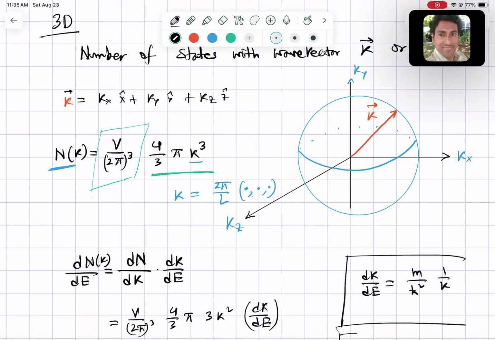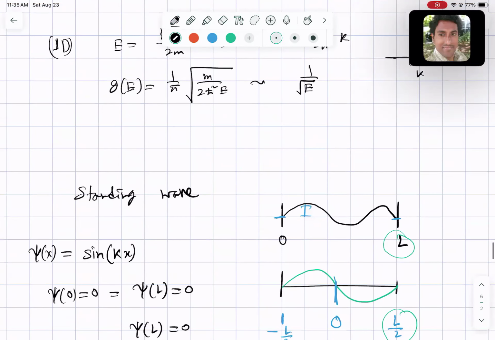I think I'm connected. Okay. So that's density of states. And the paper I have, where's the paper? Let me try to find the paper.